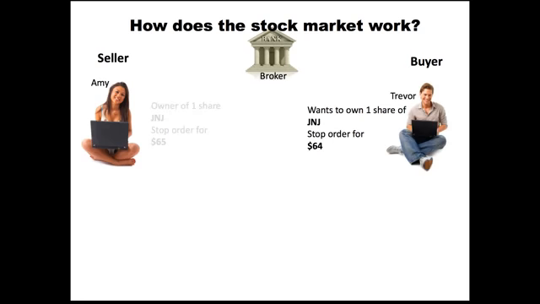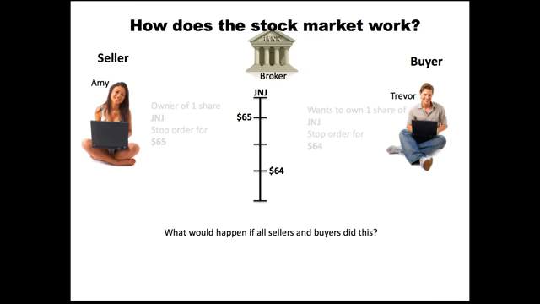So let's go to the next thing here. We know that Amy's wanting to sell her one share for $65. Now we have a buyer, a guy named Trevor, and he wants to buy a share of Johnson & Johnson. And so he puts in a stop order for $64. Amy's trying to sell her one share for $65 because she wants to make more money on it. But Trevor doesn't necessarily want to buy one share for that high of a price, and he's putting in a stop order for $64. Okay, so let's see what happens.